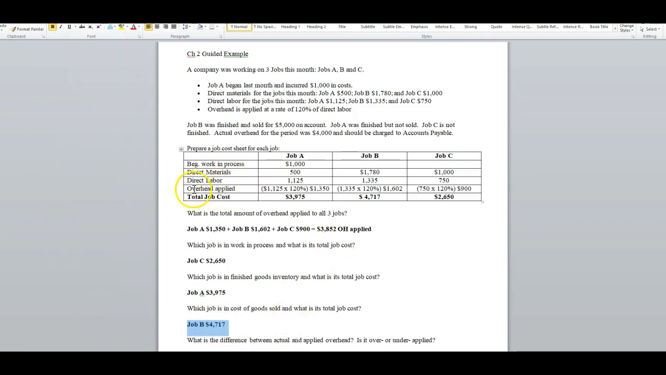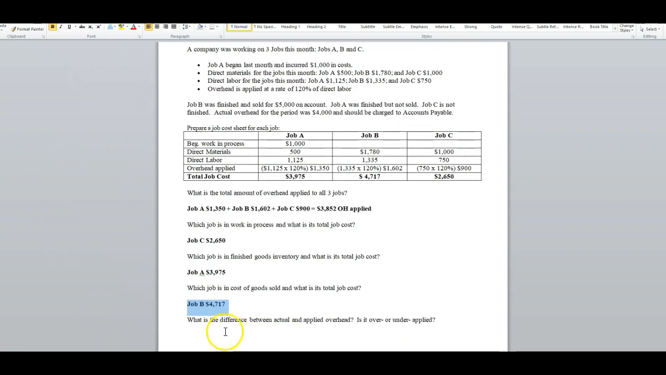Now remember, when we apply overhead, that is based on an estimate, because we don't always have the costs for overhead until the end of the period. Now we have our actual overhead and we can compare, because the goal is to make those similar, right? We want to make sure that they balance or that overhead is zero at the end of the period. So we're going to compare applied overhead, which we said was $3,852. That's where we calculated it in this line at 120% of direct labor, and we showed our work right here where it's $3,852.